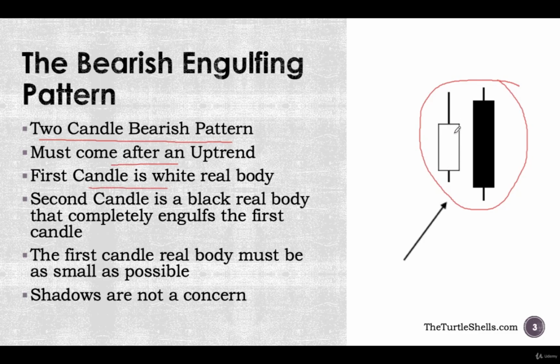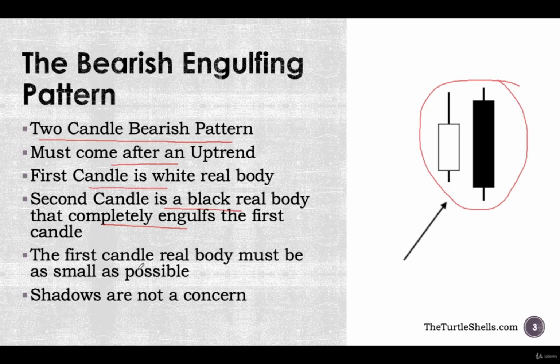The first candle is a white real body. It's a long white real body, ideally, okay? The second candle is a black real body that completely engulfs the first candle. So the open and close of the black real body should be beyond the open and close of the long white real body. So the black real body should completely engulf the prior long white real body. So the market is going up, the bulls are in charge, and suddenly you see a bearish price action where the black candle completely engulfs the prior white candle.